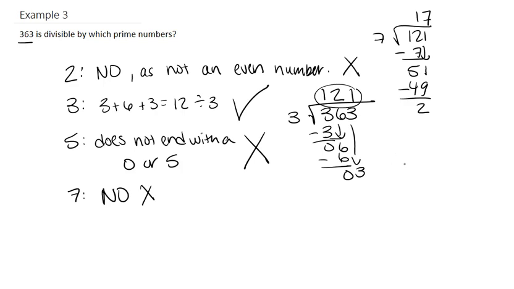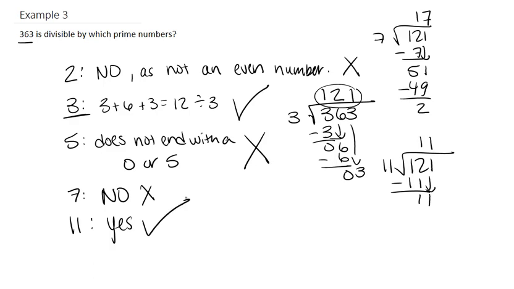The next prime number is 11. So now we look at 121 because we took 363 and divided it by 3, and now we're going to look at this number. So let's see. 11 can go into 121 how many times? So 11 goes into 12 one time. Now we get 11. We subtract, we get 1. Then we're going to have to bring down the other 1. So 11 goes into 11 one time. So we would say yes. So 363 is divisible by which prime numbers? We would say 3 and 11.